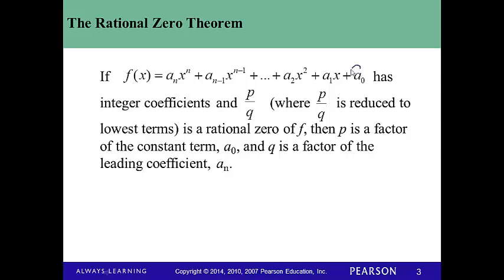So you will find the factors of your constant term, which is a naught, and the factors of your leading coefficient, and divide them one at a time by each other. And these will give you all the possible zeros of the function. So again, let me say that. You'll find the factors of the constant term, which they label as p, and find the factors of the leading coefficient, which they label as q. Divide them, and they'll give you all the possible zeros.